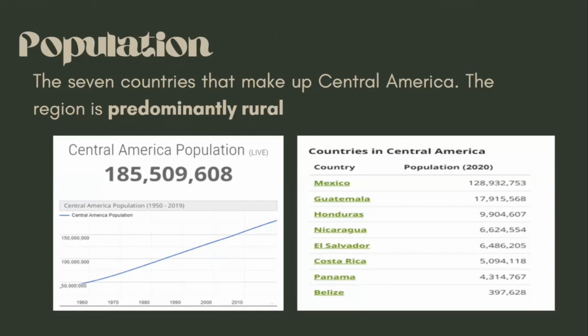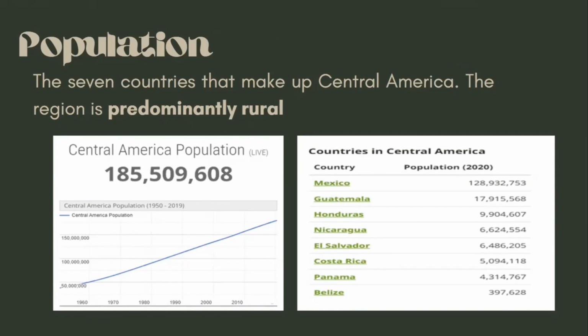Now, these countries are presidential representative democratic republics, although there are significant differences in terms of political stability and human rights. Now, the significant differences in terms of political stability and human rights among the seven countries of Central America can be attributed to a combination of factors, including the historical, social, economic, and of course, political factors.